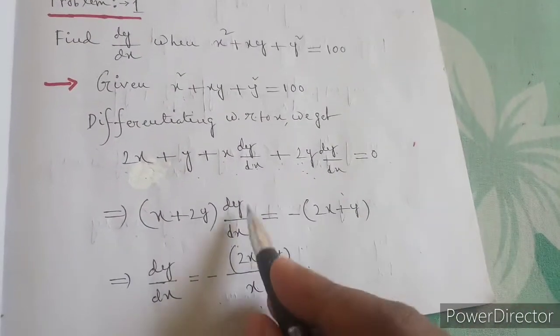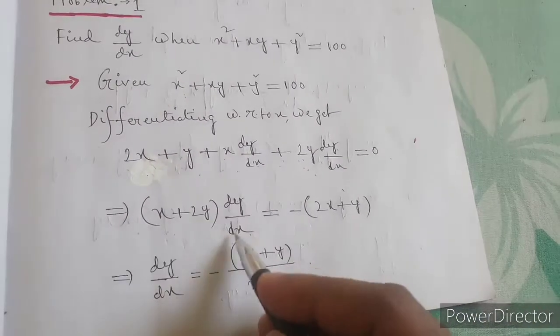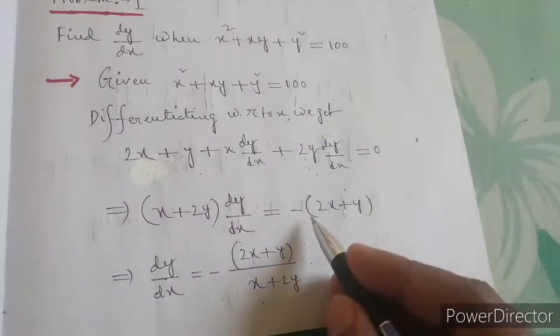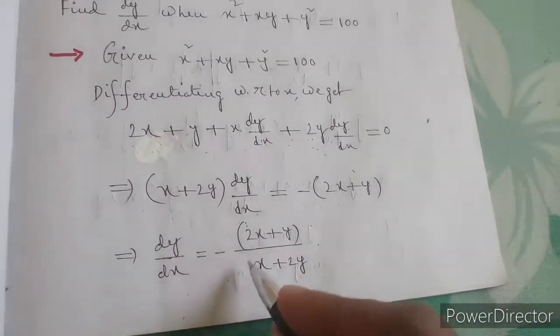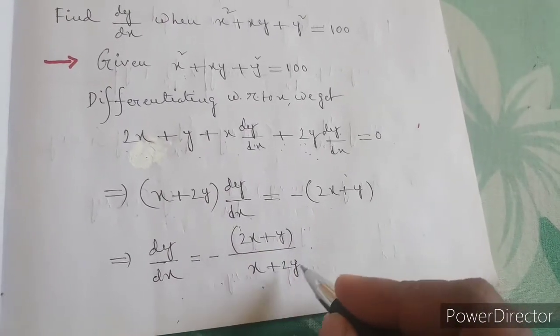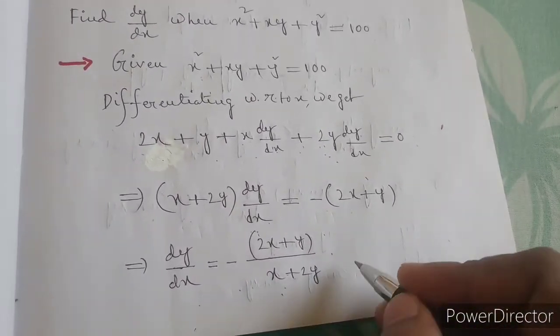From that, dy/dx is common, so (x plus 2y) into dy/dx, and that 2x plus y is there, so minus (2x plus y). So dy/dx equals minus (2x plus y) by (x plus 2y). So it is your answer. Now the next problem.